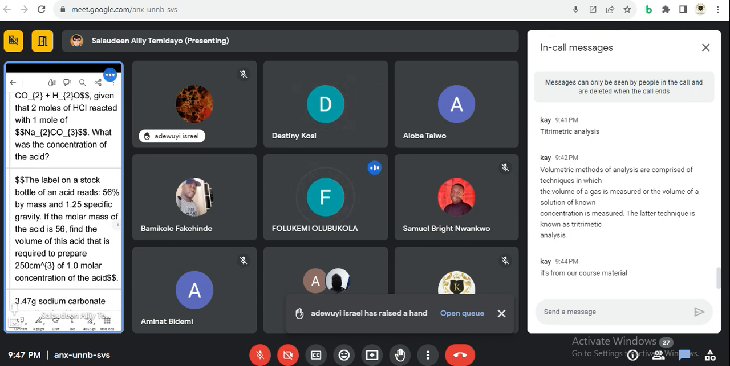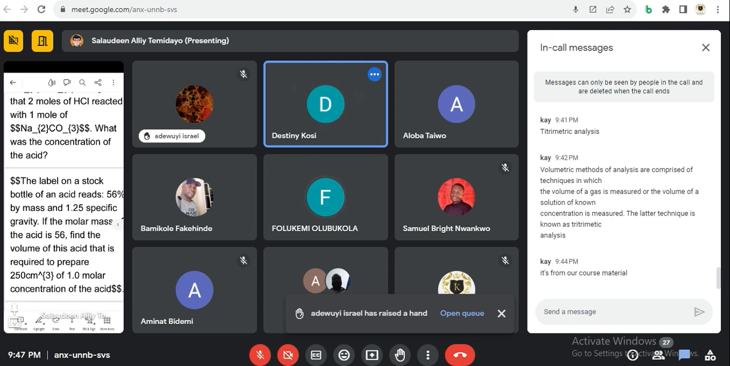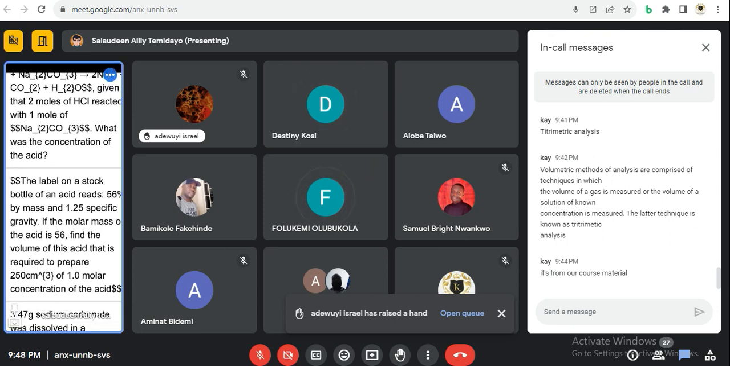We are asked to look for the volume of this acid. Are you seeing my question? Yes, I've seen it. That's what I'm telling you, the volume of this acid. Are you with me? That 700 you got is only the mass concentration. Yes, that's mass concentration. After knowing the molar concentration, you now go C1 V1 equals C2 V2.